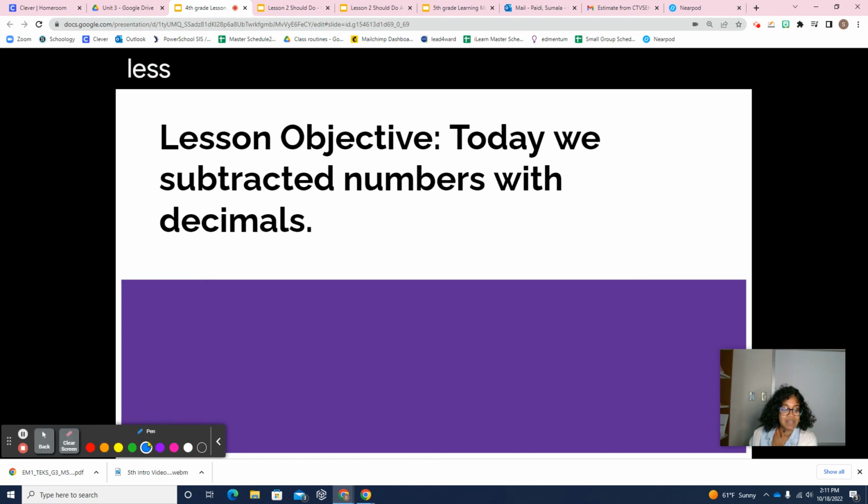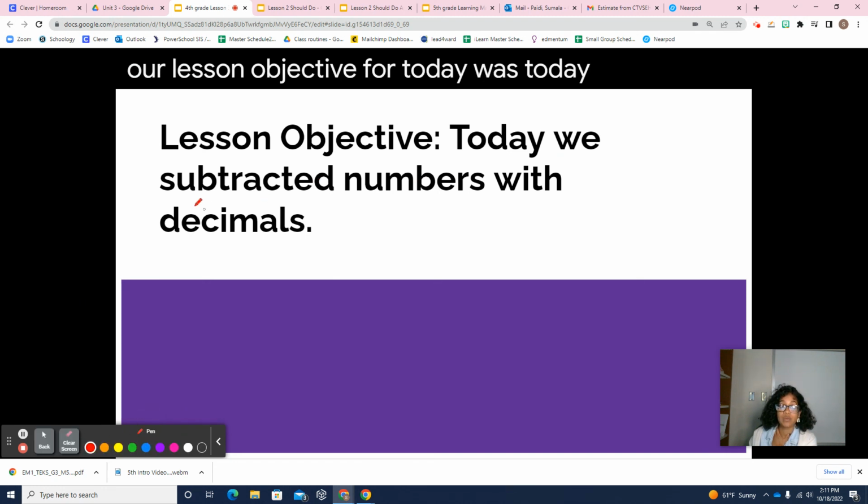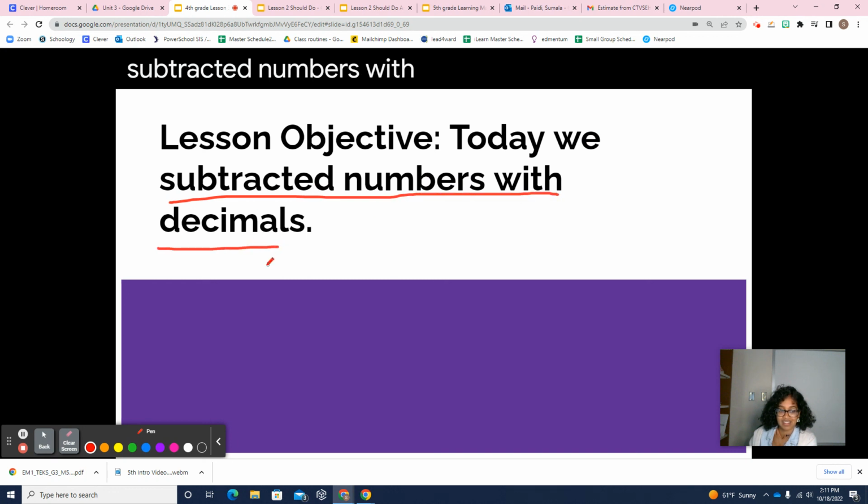So our lesson objective for today was we subtracted numbers with decimals.